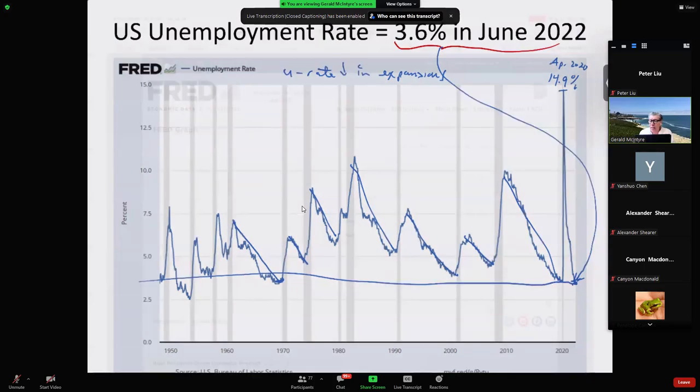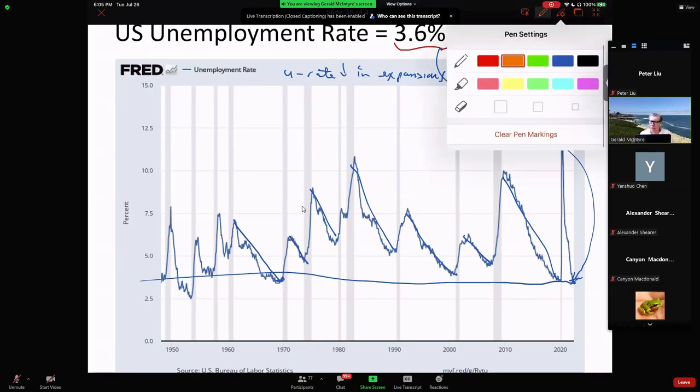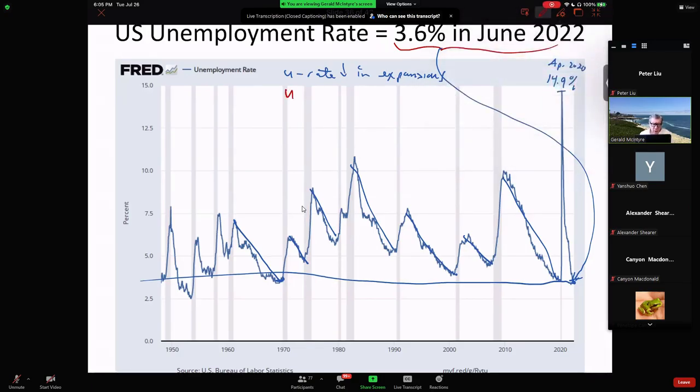Okay. It also means the U rate rises in recessions. And you can see that in every single recession, the unemployment rate rises. And in COVID as well. Okay. And so the unemployment rate moves with the business cycle. When things are recovering, it's good for the labor market. When the economy is contracting, it's bad for the labor market.